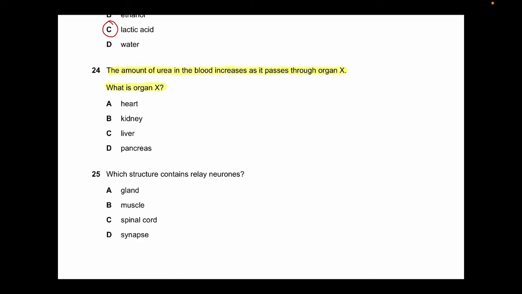The amount of urea in blood increases as it passes through organ X. What is organ X? We know that the amount of urea increases when it passes through the liver, because the liver does the process called deamination, which leads to production of urea. So liver will be the correct answer. Option C.